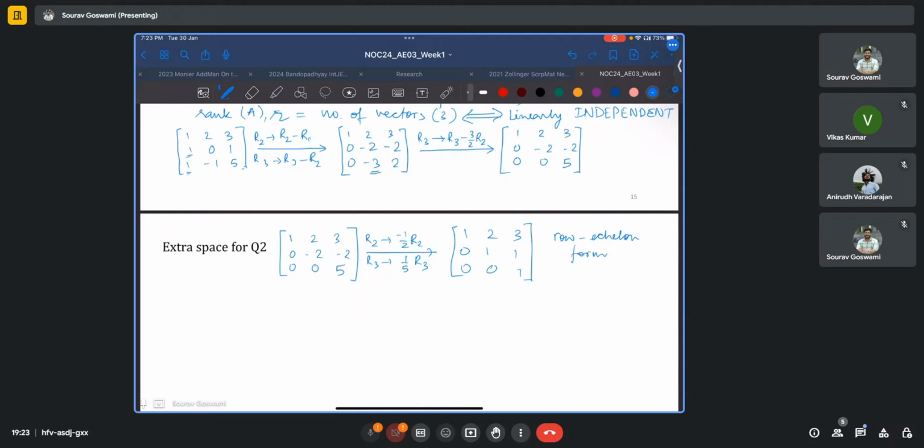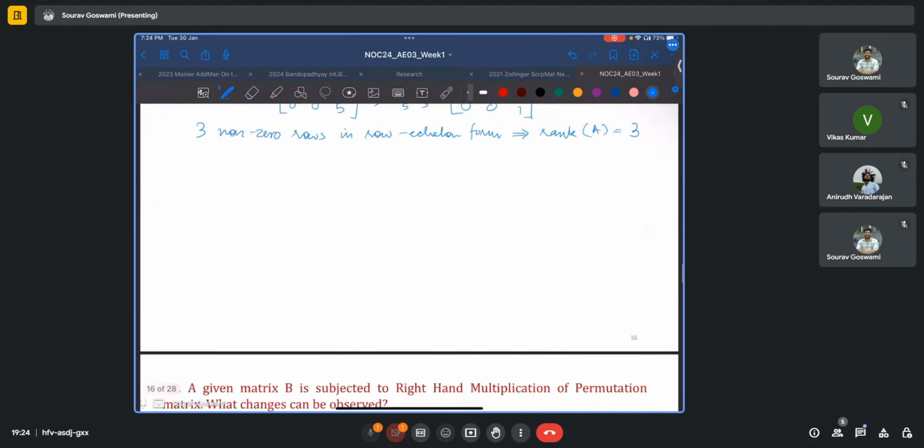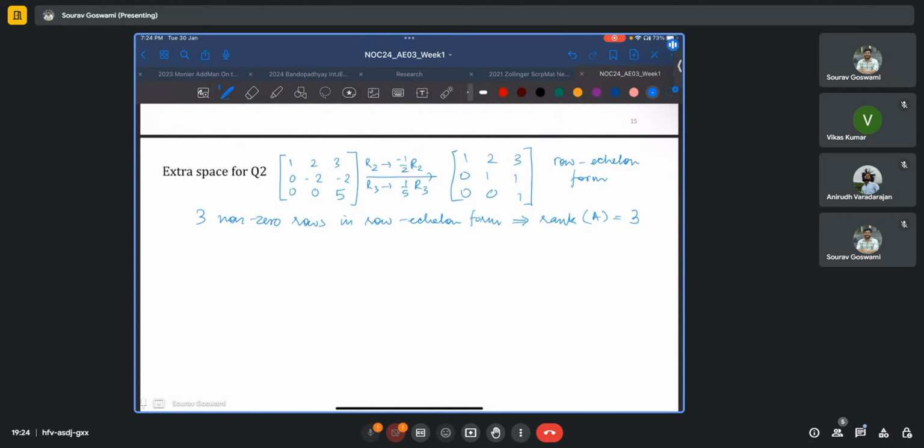In the row echelon form, I found that I have three non-zero rows, which would imply that the rank is equal to 3. We came across this definition where the rank of the original matrix shall equal the number of non-zero rows in the row reduced matrix B. And again, we saw how if the rank of A equals the number of vectors we are originally examining, which is 3 in this case, the vectors are linearly independent.